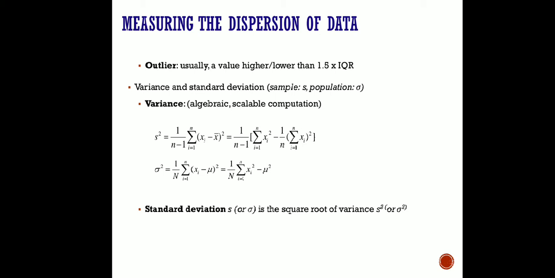Okay, and this comes to 1 by capital N, summation over i equals 1 to n of xi squared minus mu squared. So if we find the square root of this, the standard deviation can be calculated.